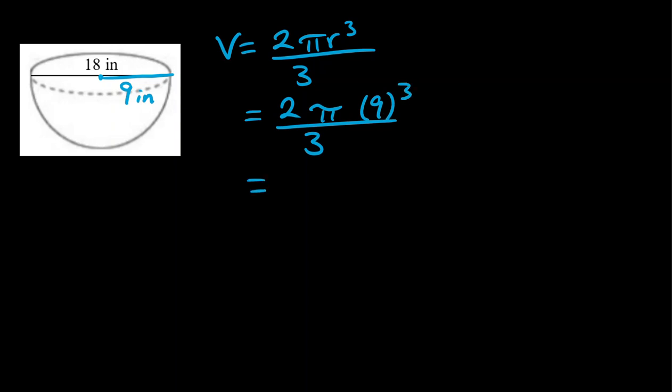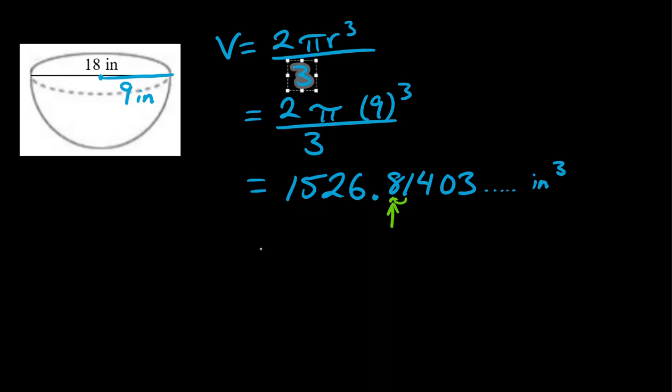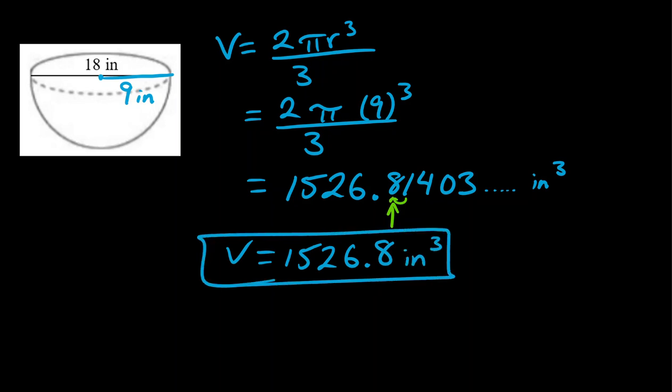2 thirds pi and 9 cubed. When I put this into my calculator, I should end up getting 1,526.81403 and so on, cubic inches. Again, we wanted to round to the nearest tenth, so since the 1 is less than a 5, we're going to keep the 8 as it is. And so our volume will be 1,526.8 cubic inches. Hope that helps.